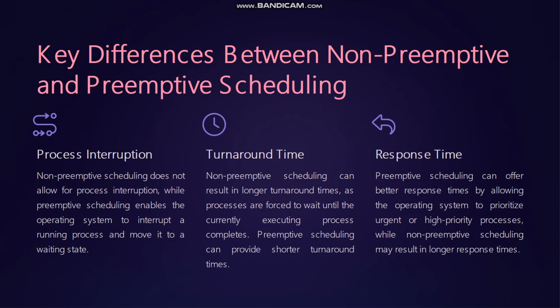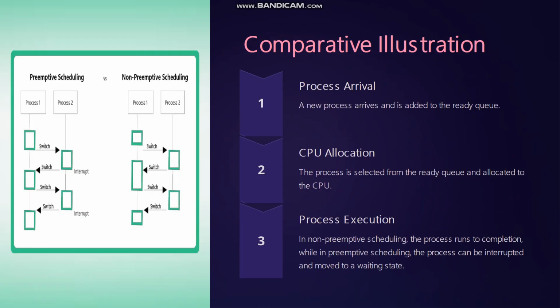Turnaround time. Non-preemptive scheduling can result in longer turnaround times as processes are forced to wait until the currently executing process completes. Preemptive scheduling can provide shorter turnaround times. Response time. Preemptive scheduling can offer better response times by allowing the operating system to prioritize urgent or high priority processes, while non-preemptive scheduling may result in longer response times.